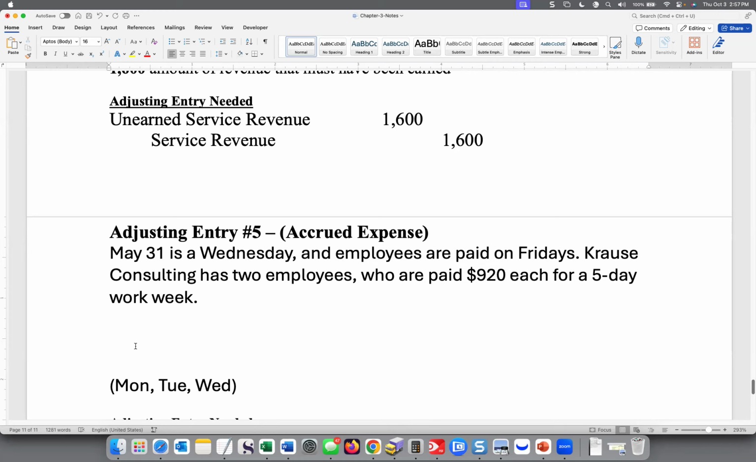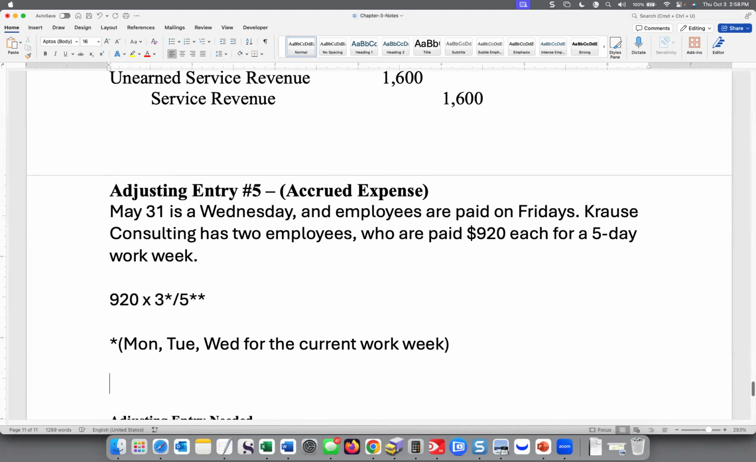So once again, I'm going to take the 920, multiply that times 3, give it an asterisk, just like I did before, over 5. I'm going to give that a double asterisk. I'm going to go down here and add for the current work week, and make that the single asterisk, right? And then under that, I'm going to put a double and say 5 total days in a work week. So we know what the 5 represents.